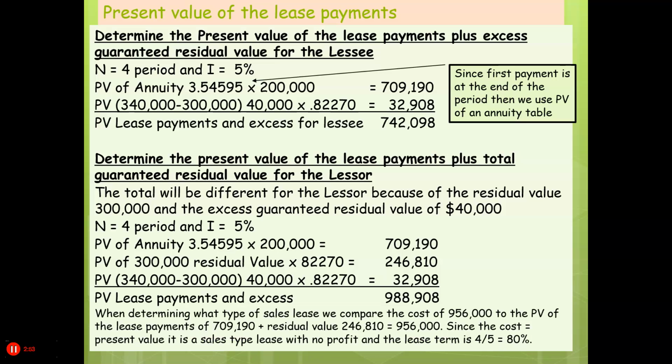When determining what type of sales lease, we compare the cost of $956 to the present value of the lease payments, which is $709 plus the residual value of $246,810, which gives us $956. So the cost equals the present value. So this is a sales type lease with no profit.